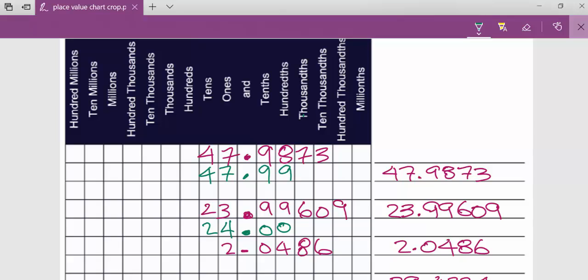That means that the 8 gets rounded up. So the 8 becomes a 9. The 4 stays the same. The 0 stays the same. There's the decimal. There's the 2. So 2.0486 rounded to the nearest thousandth becomes 2.049, or in other words, 2 and 49 thousandths.